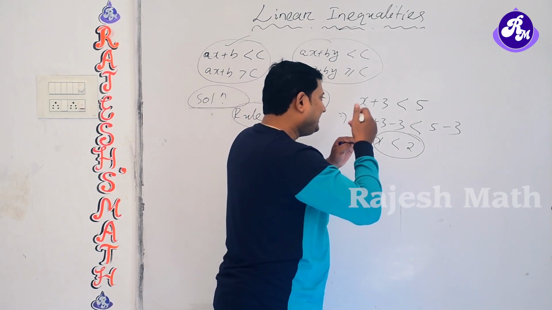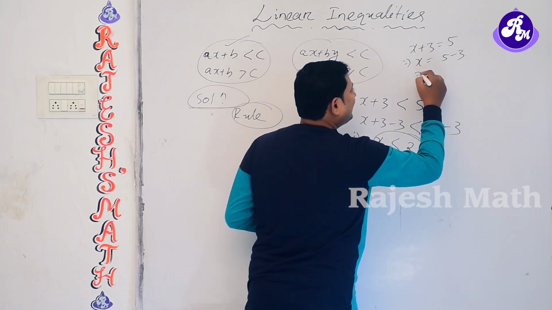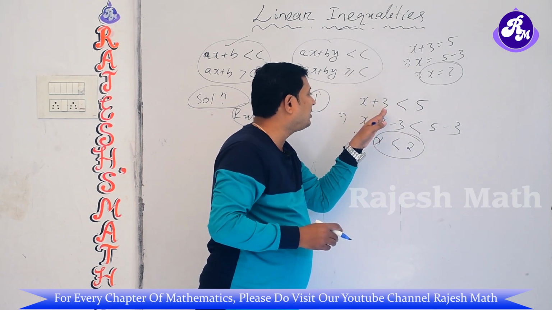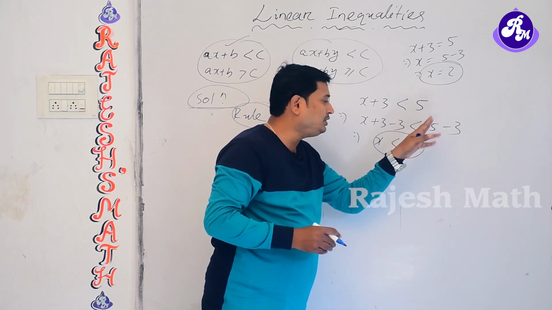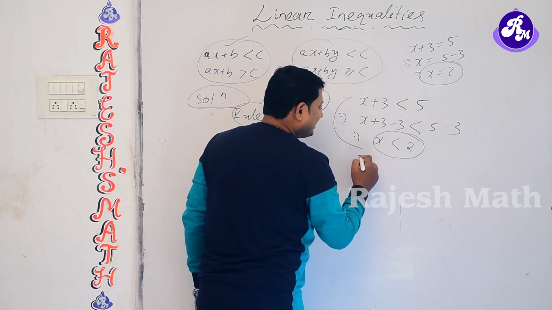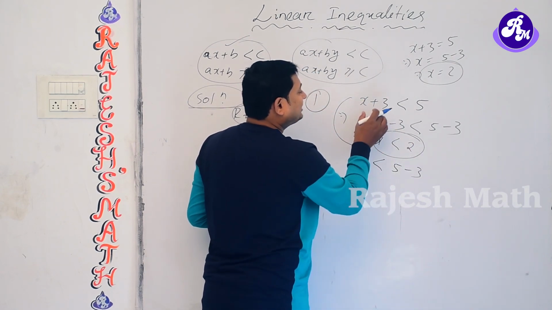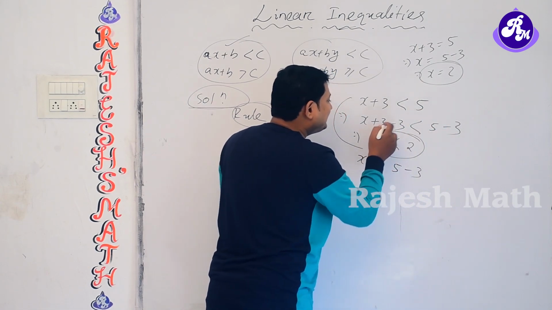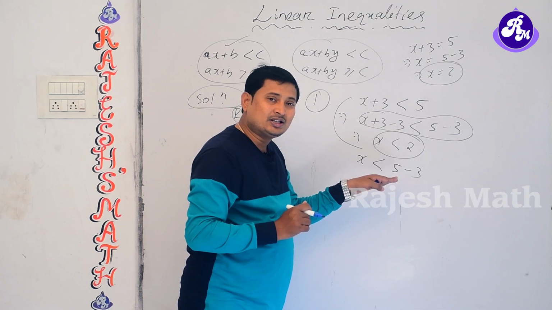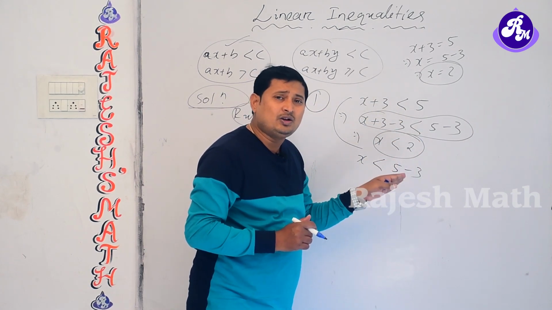See, in contrast to an equation, suppose x plus 3 equals 5 is the equation, then you can get x equals 5 minus 3, that is x equals 2, right? But here it is the equation. In an equation, you cannot take it to the right hand side directly, rather you have to subtract 3 on both sides. You can write x less than 5 minus 3 directly, but the mechanism in the background is x plus 3 minus 3, and 5 minus 3. This is the background mechanism. This is not an equation, it is an inequation.